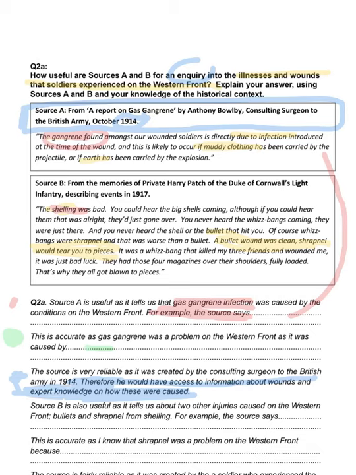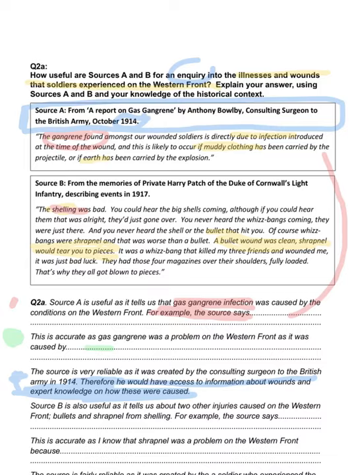Of course, the cynic in me would also be like, well, do you know what though? It's October 1914. It doesn't tell me everything about the whole war. And it only tells me about one actual illness. So there's a little bit of lack of usefulness there as well.